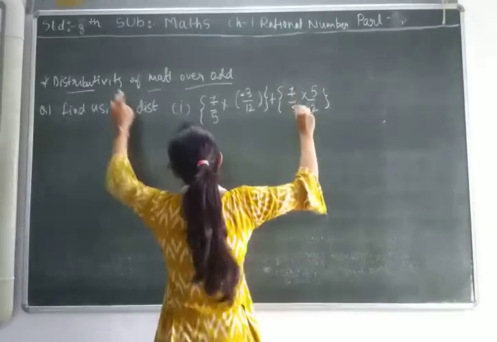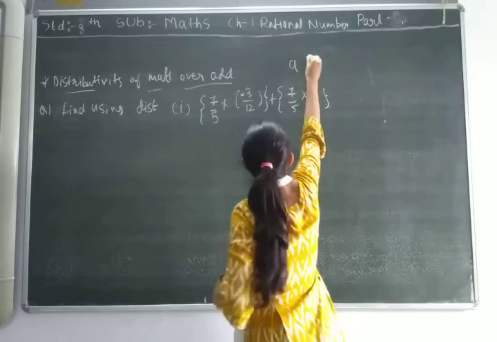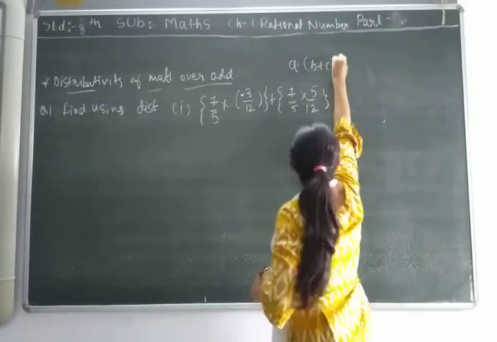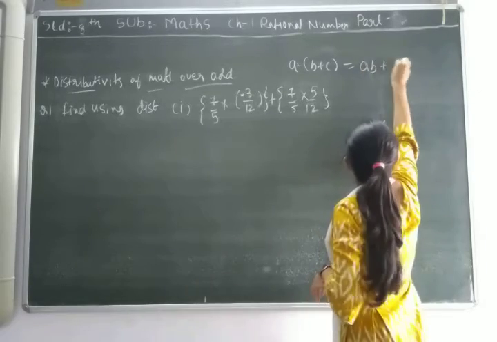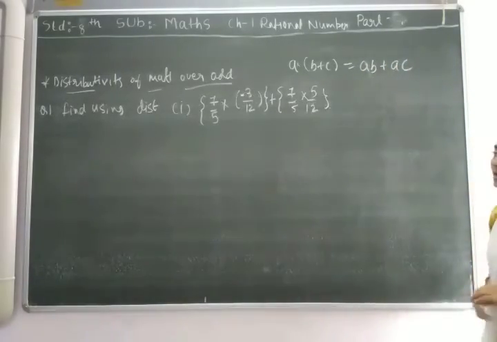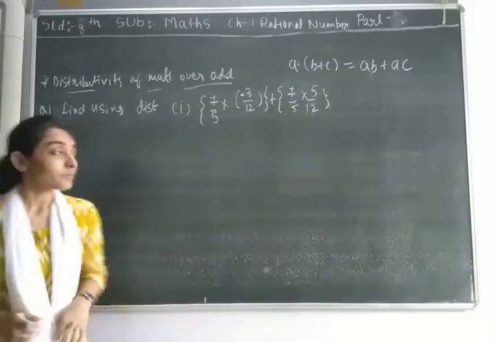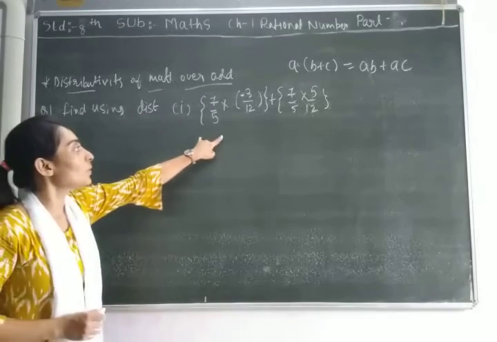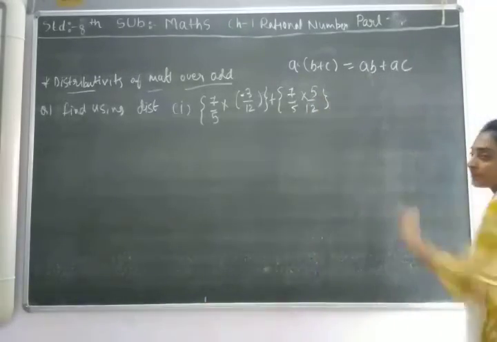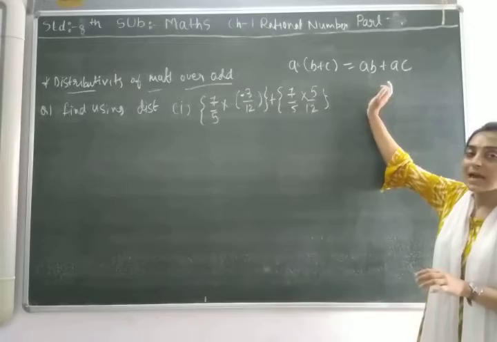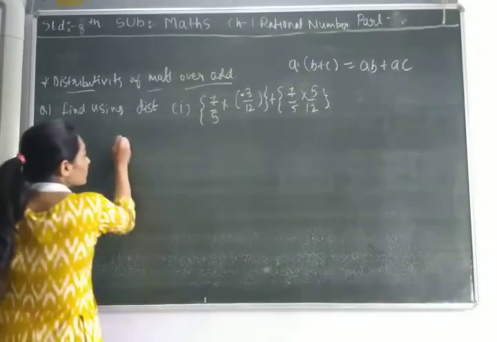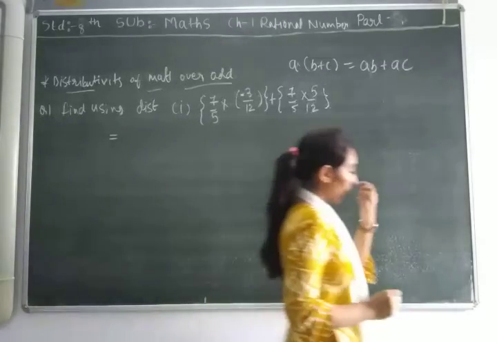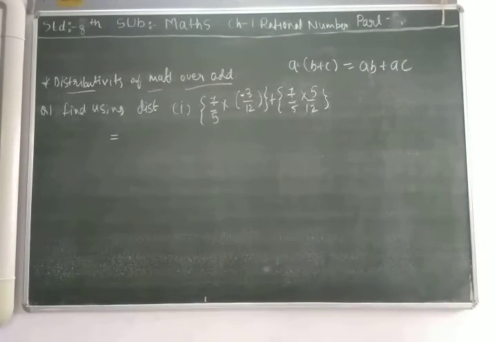What is the distributive law of multiplication over addition? A into B plus C, so the expansion is AB plus AC. My expansion is this one. We are going to find using the distributive property. Now look at the second half that is given. So what are we going to do? Just split it out and try to find which thing is common.